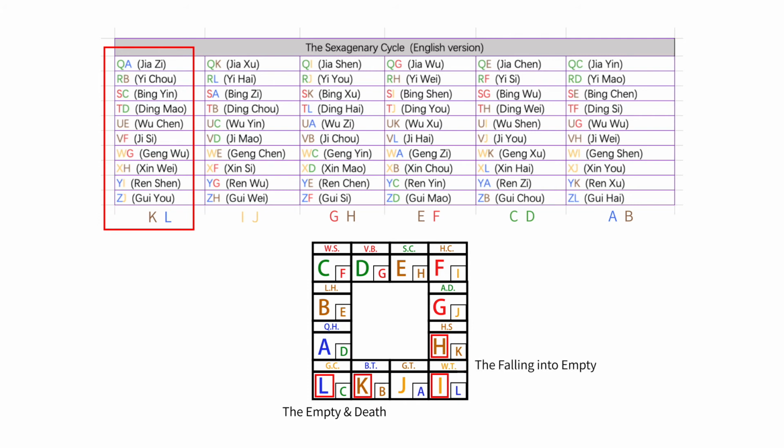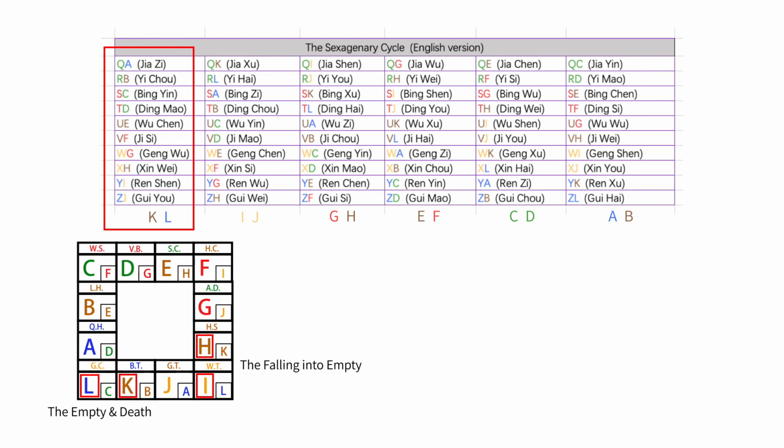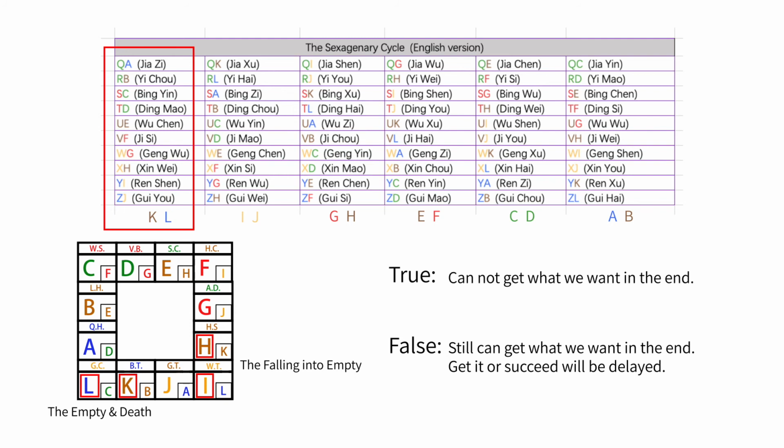The function of the empty and death and the falling into empty are the same. The empty and death is true in some cases, and false in some cases. What is a false empty and death? In some cases, even if there is an empty and death in the 4 lessons and the 3 transmissions, we still can get what we want in the end. But the time to get it or succeed will be delayed.